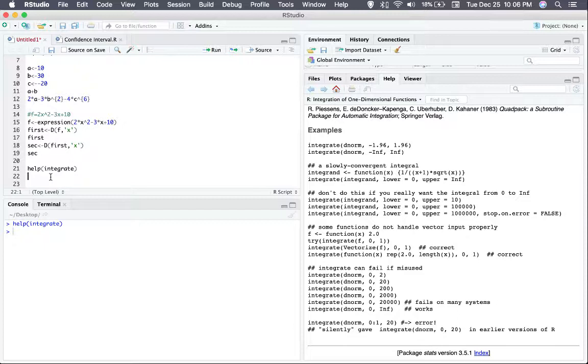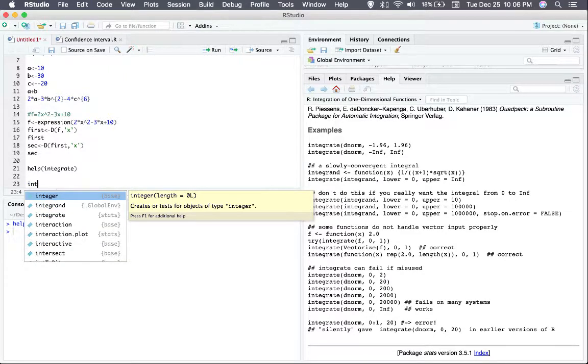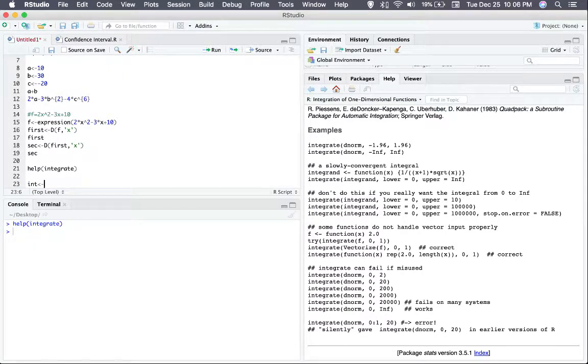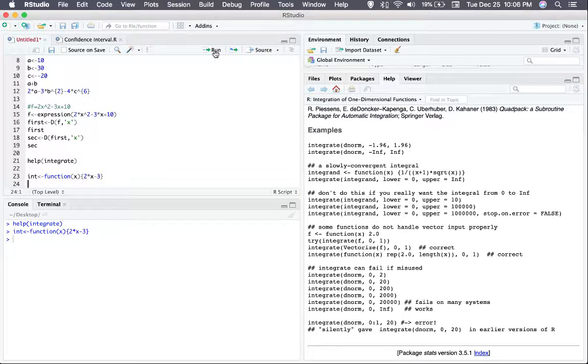First we have to define the function. I say integrand, so I write down int. So this is the function of x. Then what is the function? I say 2 times x minus 3. This is the function we need to integrate.